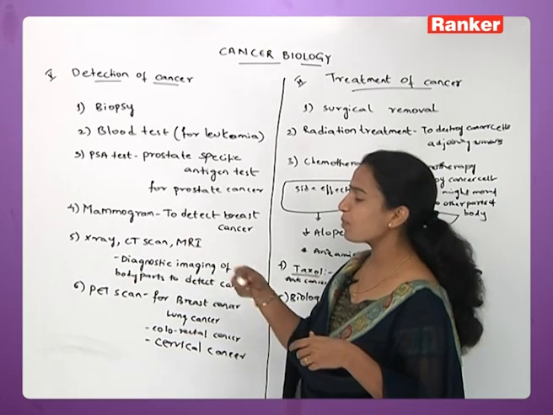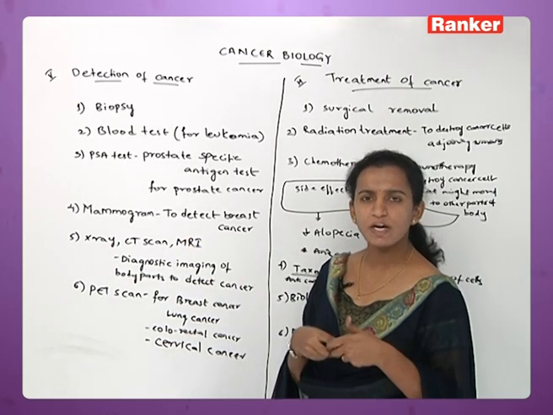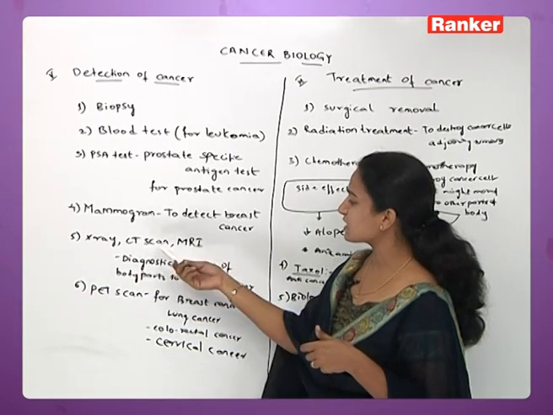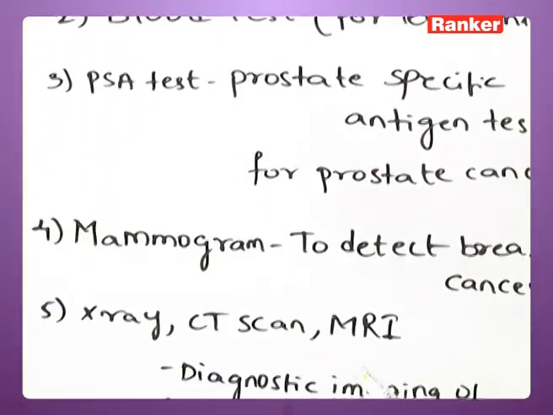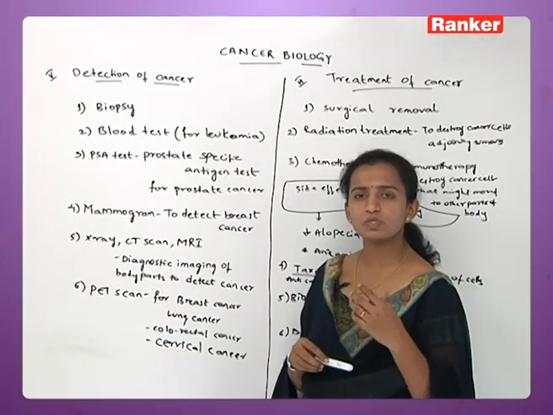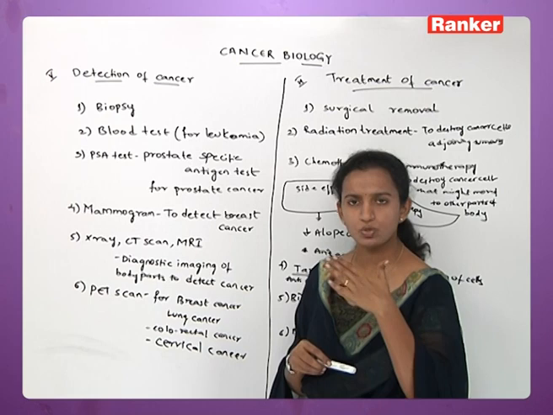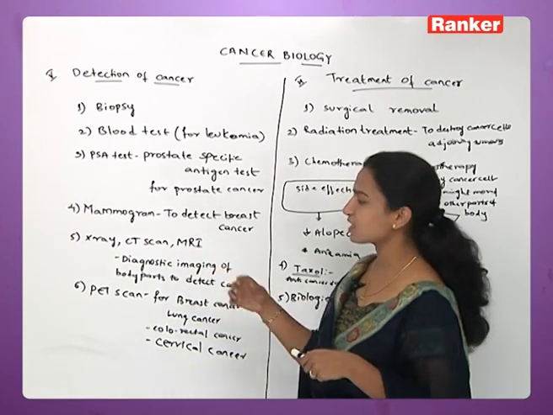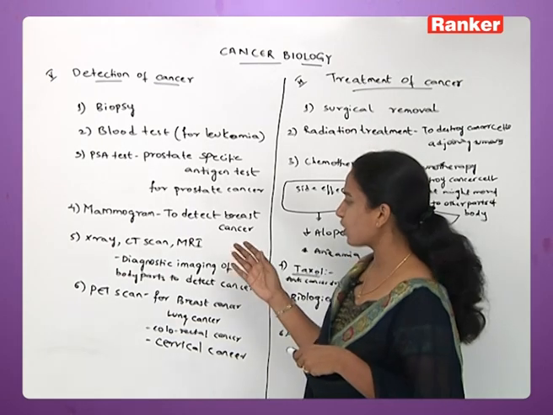Now, mammogram is one more kind of test which is used to detect cancer. X-ray, CT scan, and MRI are used for diagnostic imaging of the body parts to detect the cancer cells. That means if there is a passage of these cancers to any body parts, that can be detected by using an X-ray or CT scan or MRI.